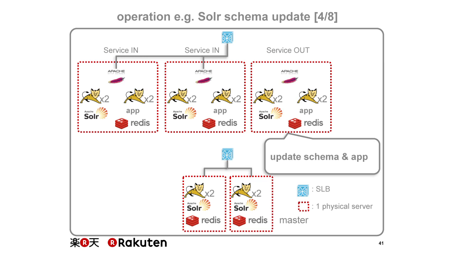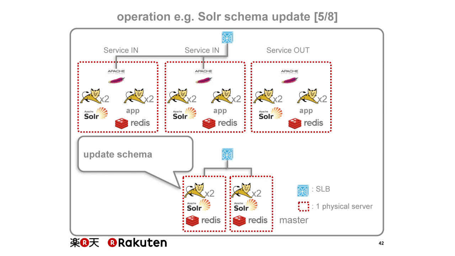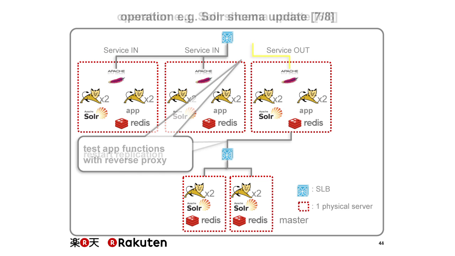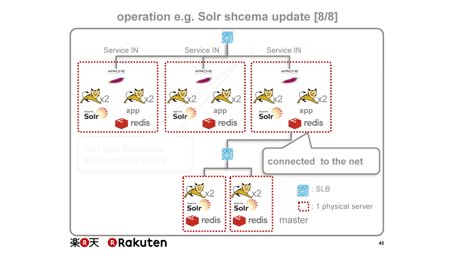Then update the Solr schema and our application on the right-hand side server. Then update the schema of Solr master, and data migration will also be needed in some cases. Then restart Solr replication of the right-hand side server, which is separated from the service. Then test the application functions and check that the data is correct using a reverse proxy. And connect the updated server to the internet and do the same operation on the left-hand side servers.